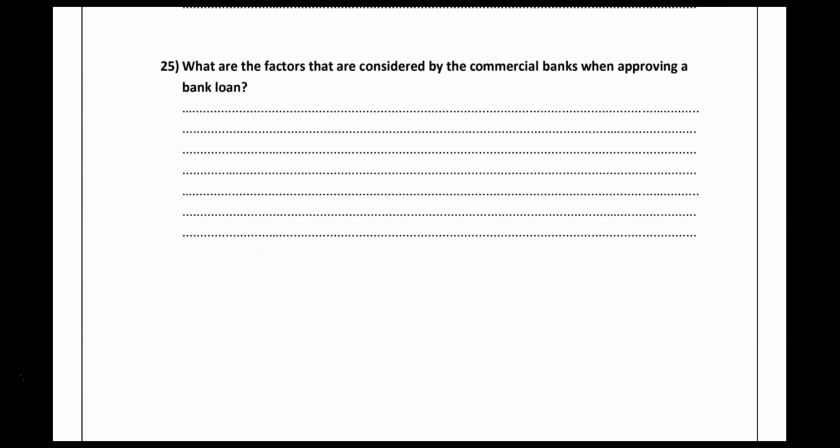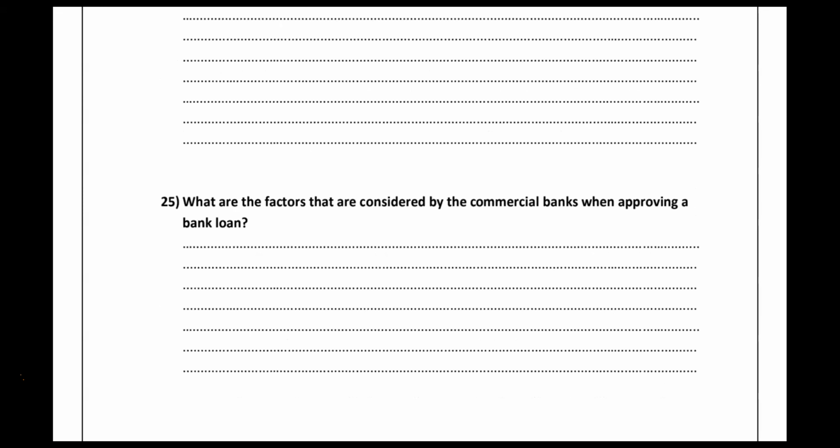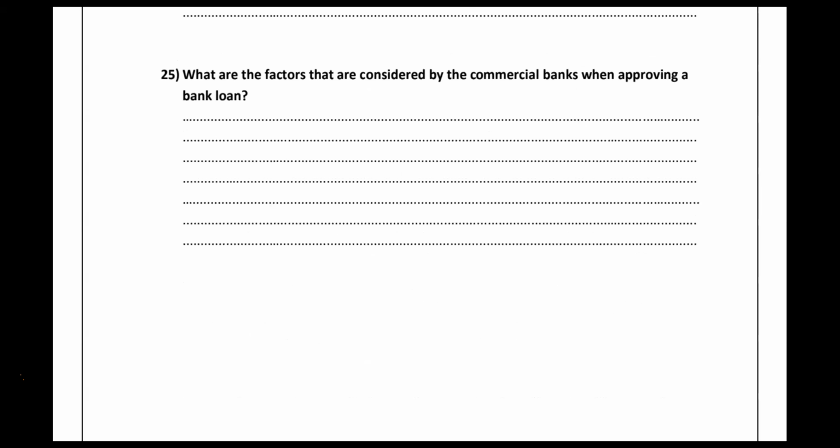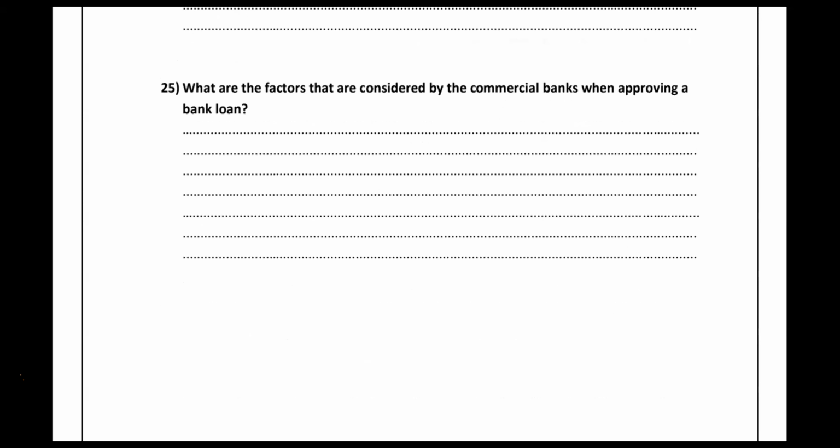Okay, great. So those are the 5 pieces of information that are requested by the bank when you're applying for a bank loan. Okay, right. And the last question for this chapter and for the day.